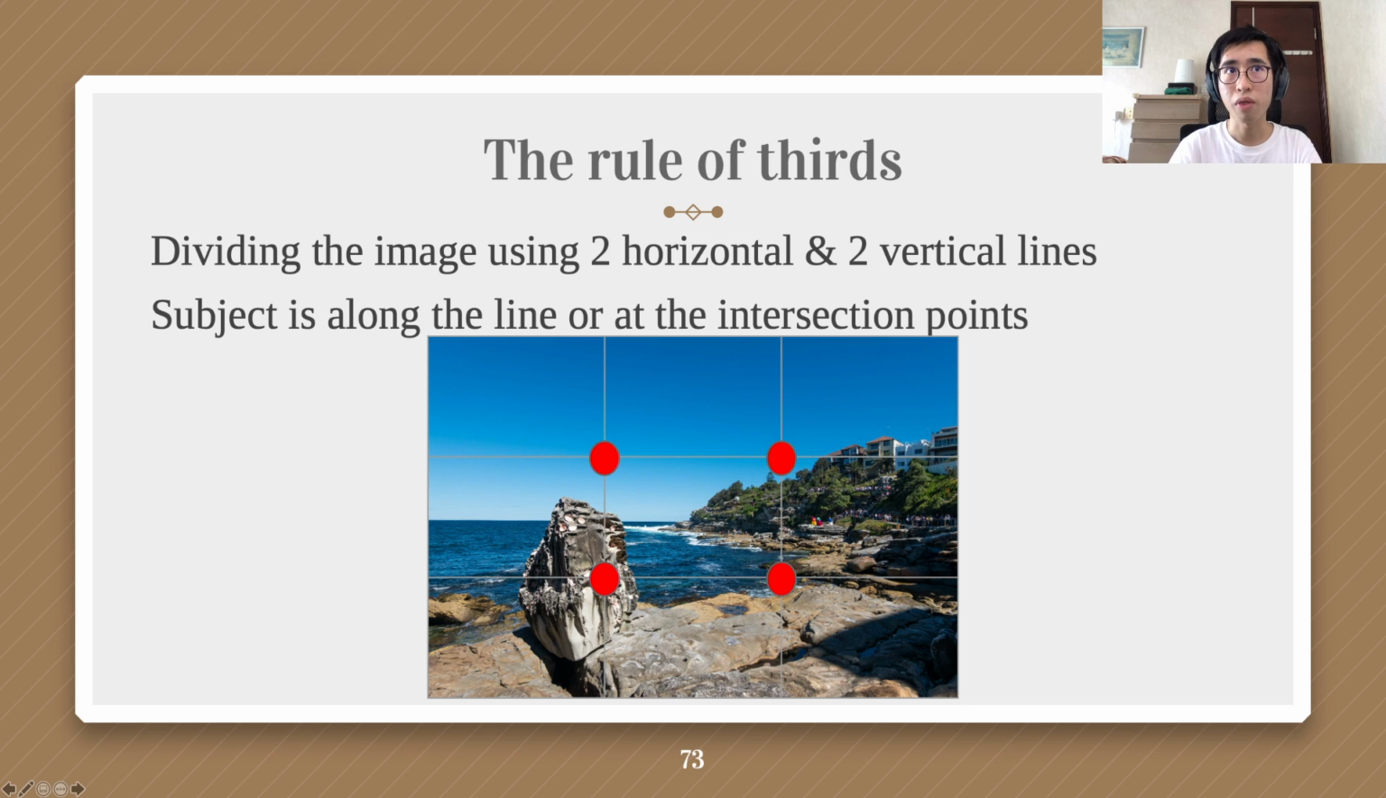And the rule of thirds. You can divide the image using two horizontal and two vertical lines, and then you can make sure that the subject is along the line or at the intersection point. So they will be at the red spot or the line that you can see here.